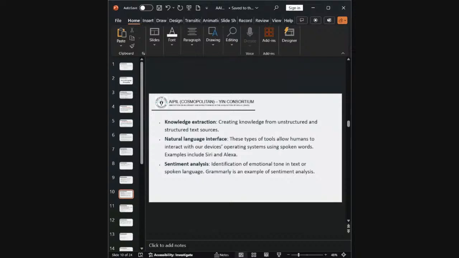Another application of computational analysis and linguistics in the real world is sentiment analysis. This is a good one. Sentiment analysis is the identification of emotional tone in text or spoken language.